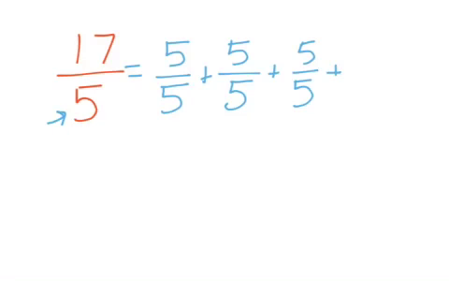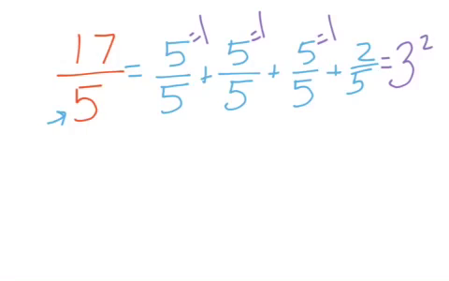So I have to think, okay, 15 plus what gives me 17? 2. I'm going to then rewrite this: 5/5 is equal to a whole, 5/5 is equal to a whole, 5/5 is equal to a whole. So I have 3 wholes and 2/5 left over.